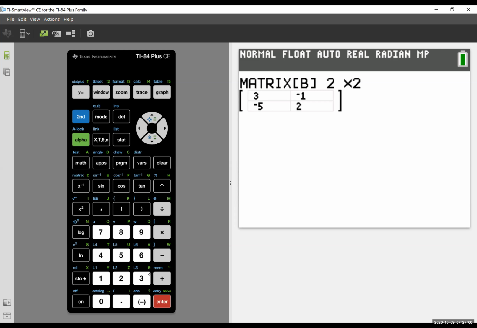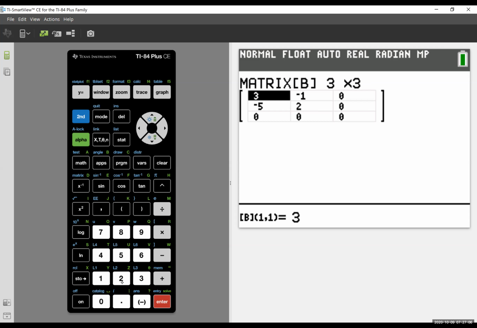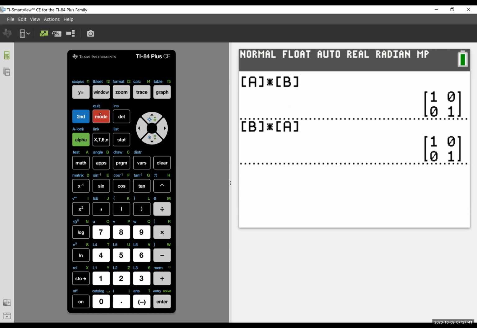So matrix B is a 3 by 3. And we'll edit those in. The entries are 2, 3, -1, 0, 2, 4, and -2, 5, and 6. So just double check before we get out of the screen. 2, 3, -1, 0, 2, 4, -2, 5, and 6. So we are good to go. So we can say second mode to quit out.